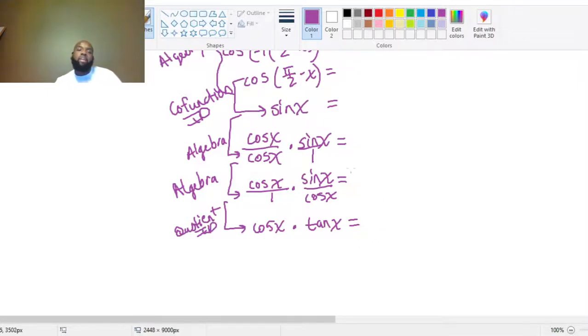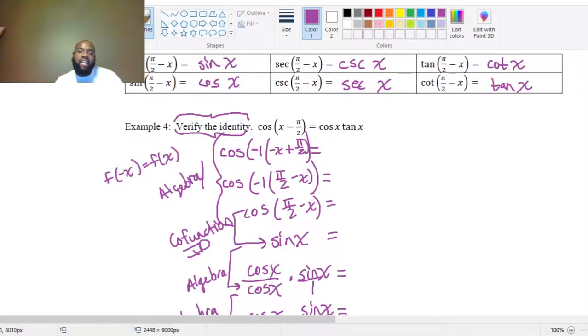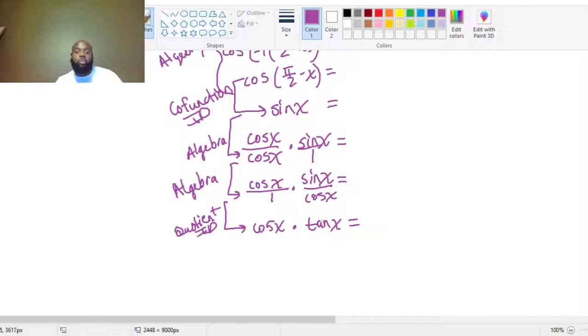And this allowed me to go from this side of this equation to get to this side here. When you verify an identity, you don't do anything to the other side. You just basically prove that this left-hand side equals that right-hand side.